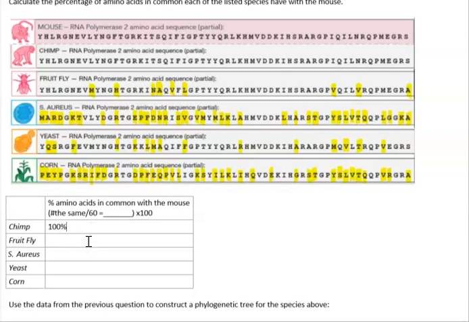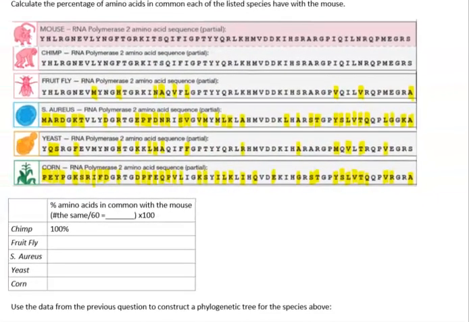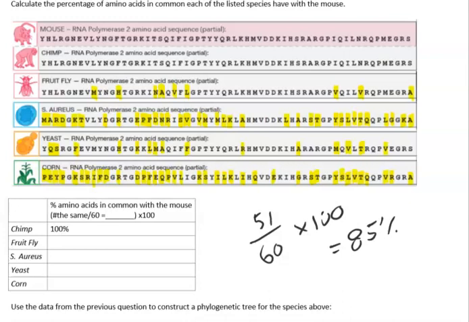So we would call that 100% in common. The fruit fly, though, when we count these up, there's 9 differences, which means that there would be 51 amino acids out of 60 in common with the mouse, times 100, and that would give us 85% similarity. So you have to go through and work out all of these based on how many amino acids they have in common, and get all of those percentages.